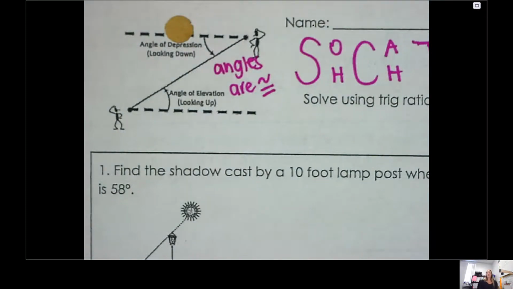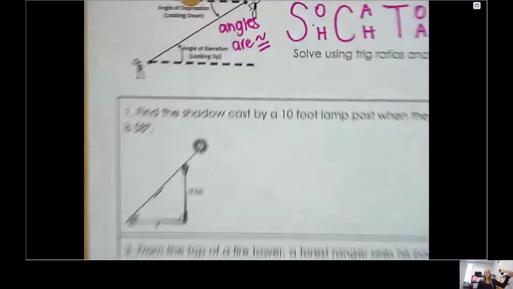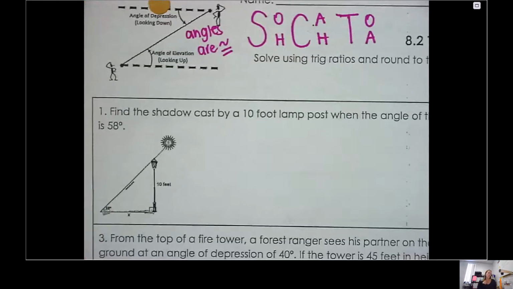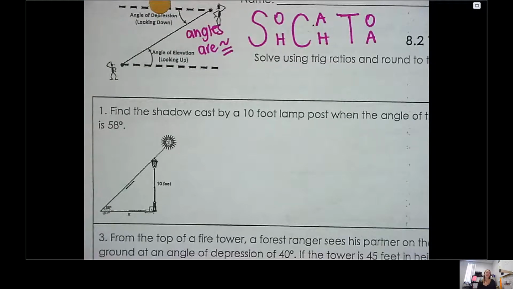So depression and elevation really just tell you where to place your angle in the picture. That's what's important about them. Okay, so let's try a problem. Number 1, find the shadow cast by a 10-foot lamppost when the angle of the sun is 58 degrees. I know it's a very small picture, I apologize.